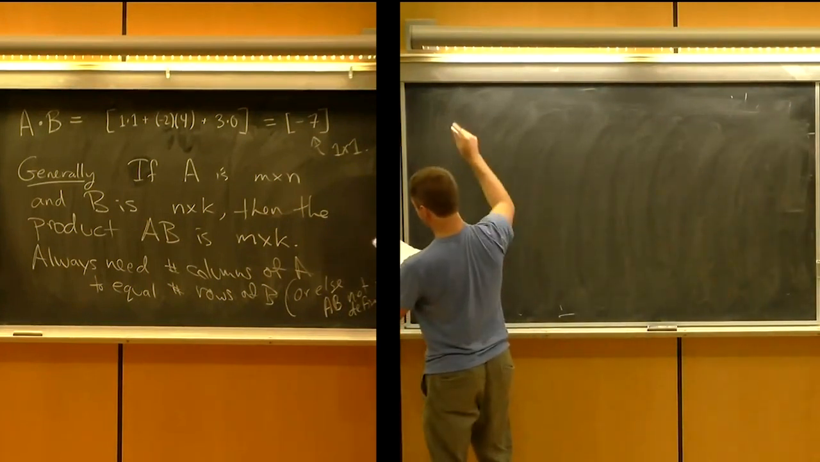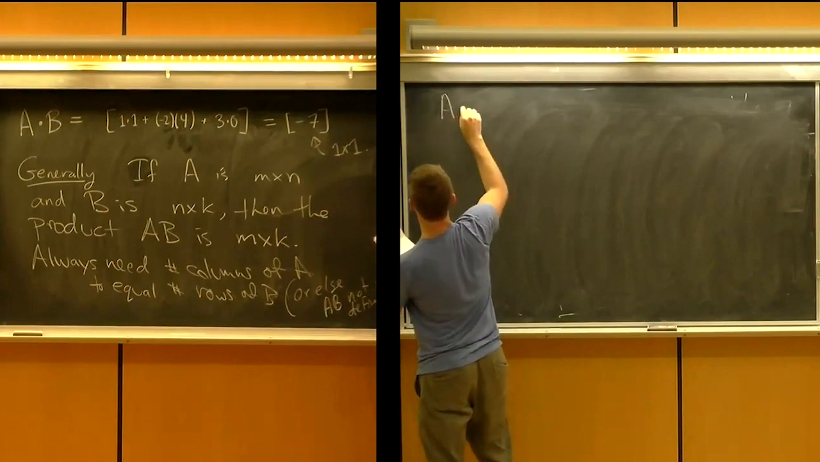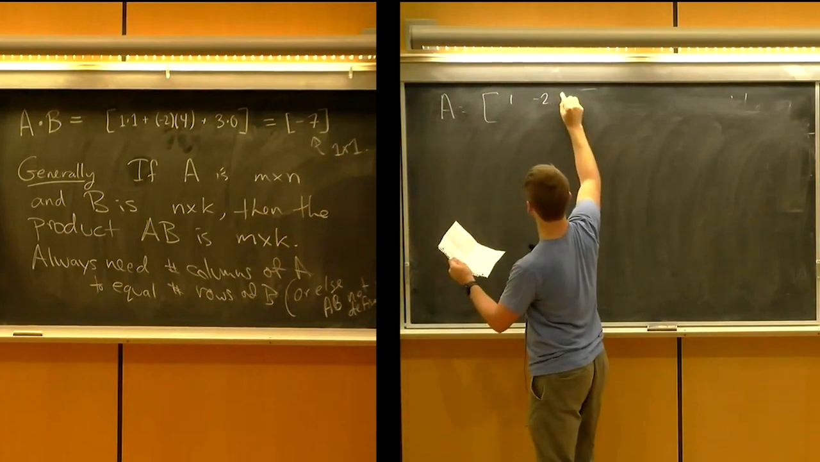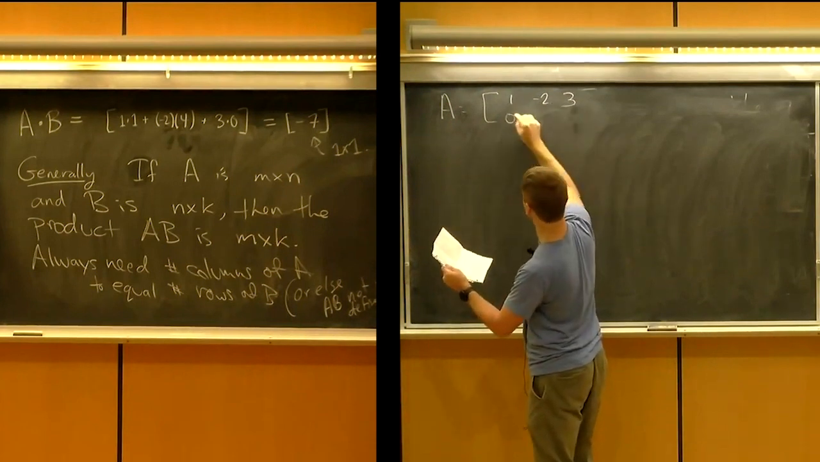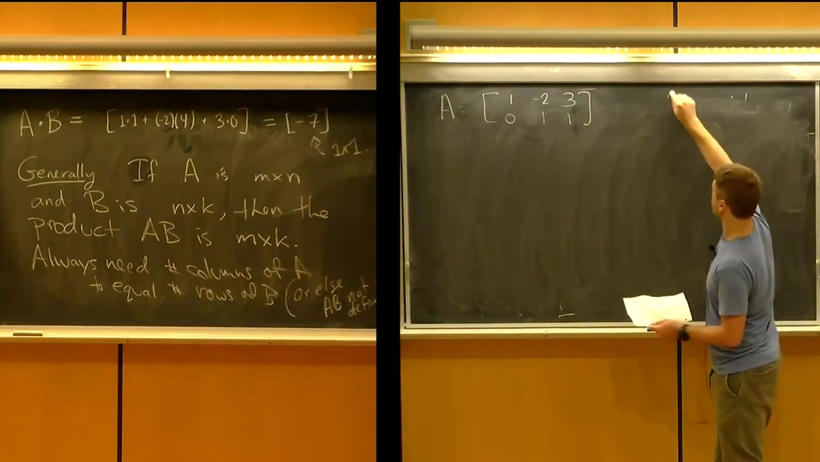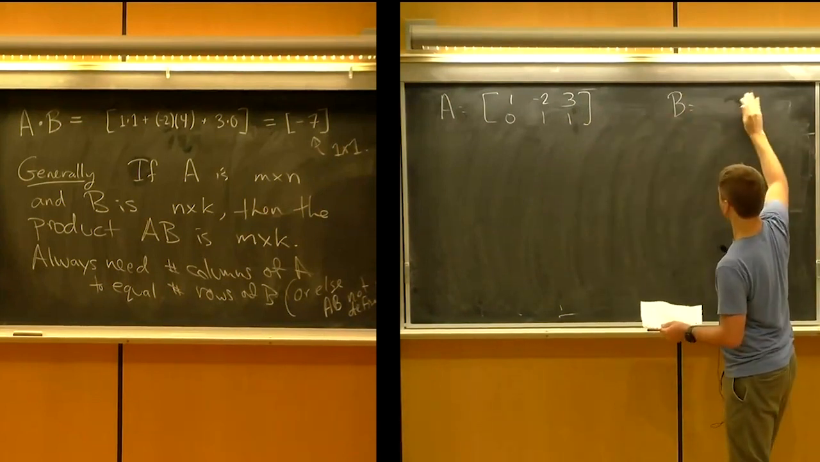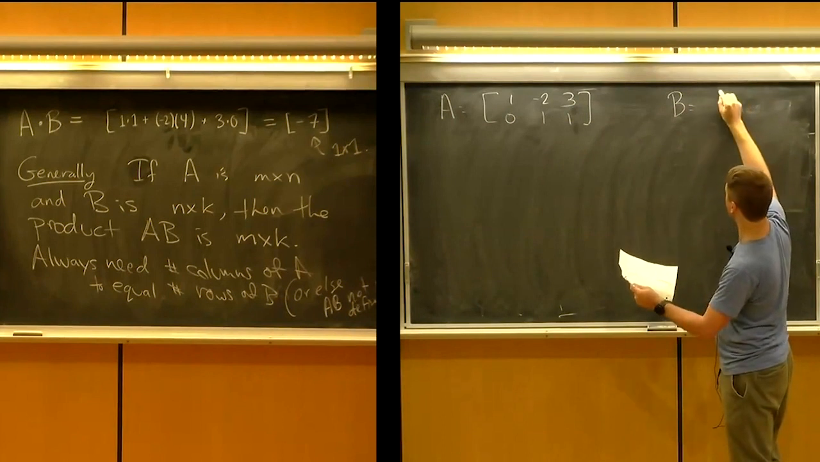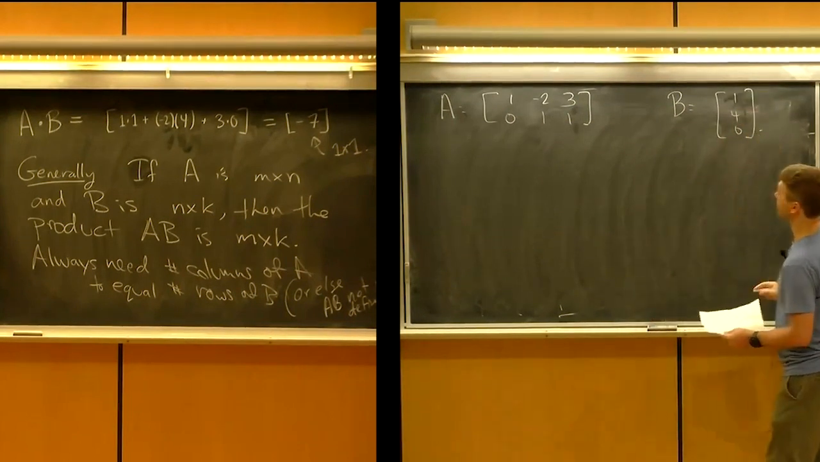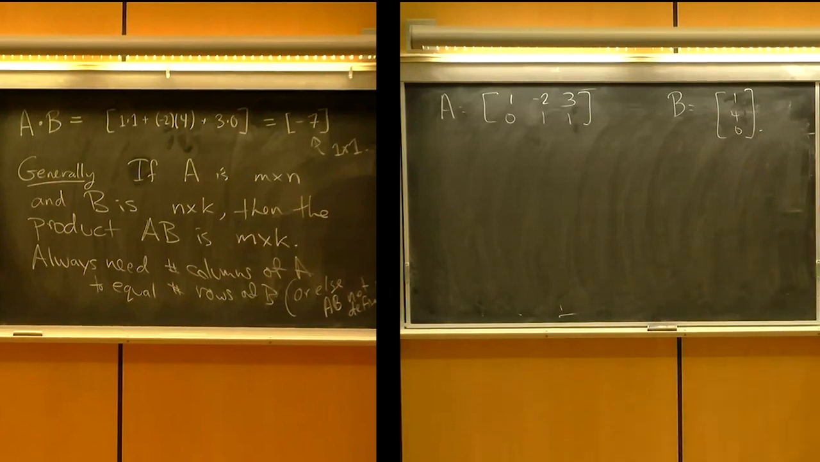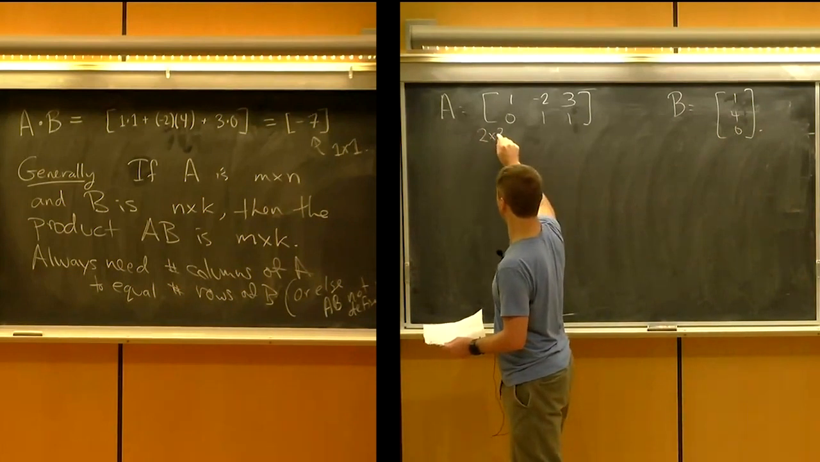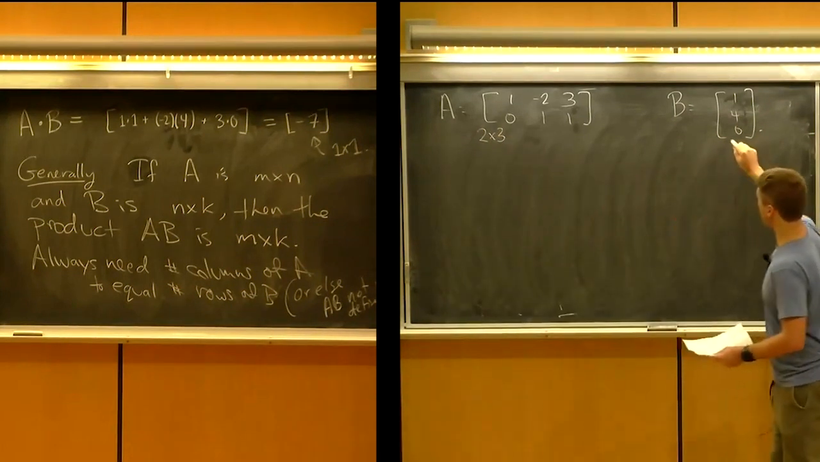So let's say that A is 1, -2, 3, 0, 1, 1. So a 2 by 3 matrix. Maybe just to keep things simple, I'll make this one a column matrix. So it's 1, 4, 0. Okay. So this is 2 by 3. This is 3 by 1.